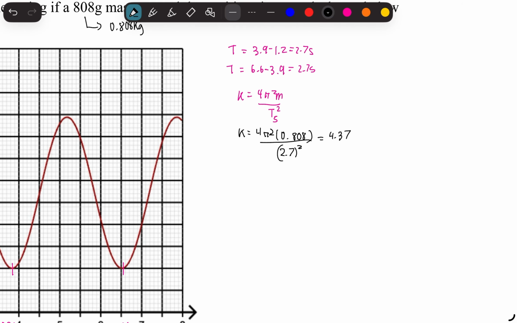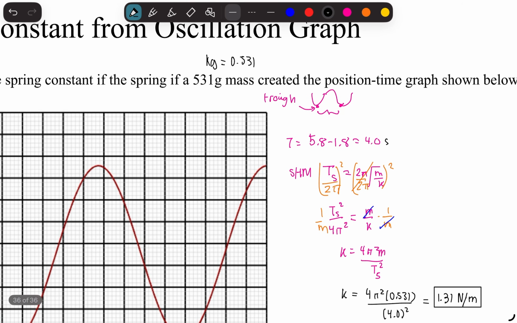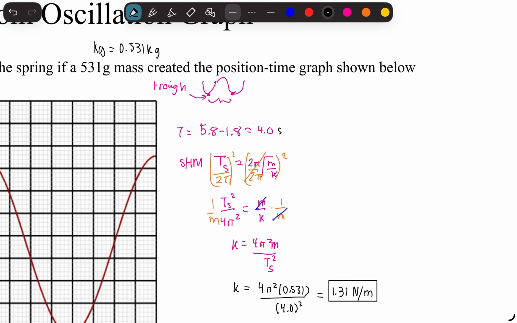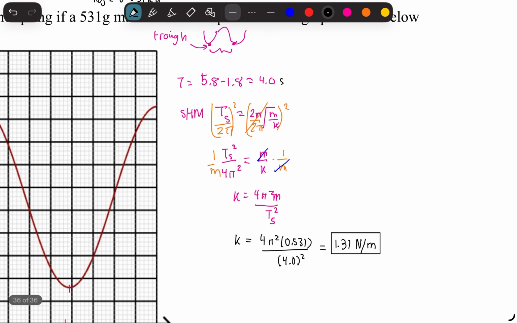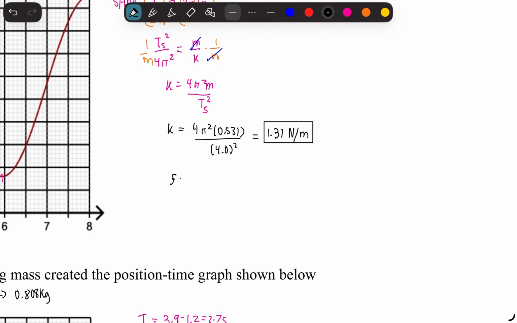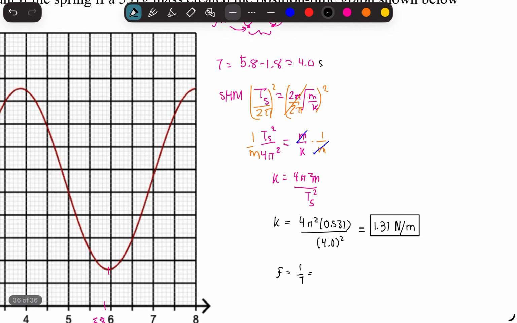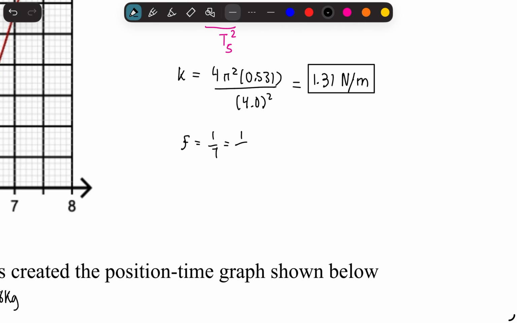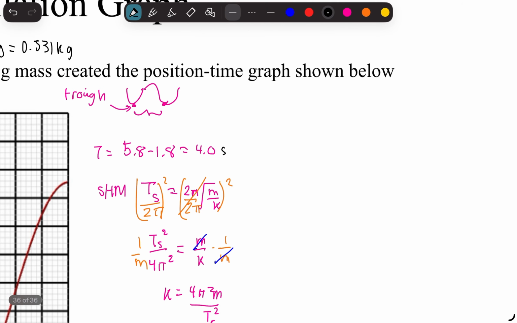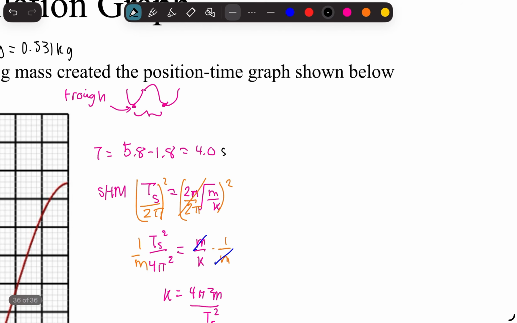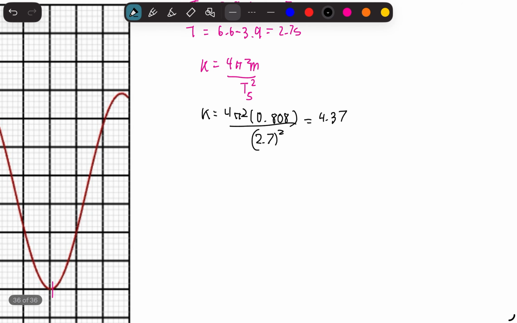Now above, we could also calculate some other things. If I want to show you how you get that kilogram, you just know it's one thousandth, because there's 1,000 grams in a kilogram. For the frequency of the question we did earlier, your frequency would have been 1 over T. That is 1 over 4.0, and that would equal 0.25. So here, 4.37 newtons per meter is your k.